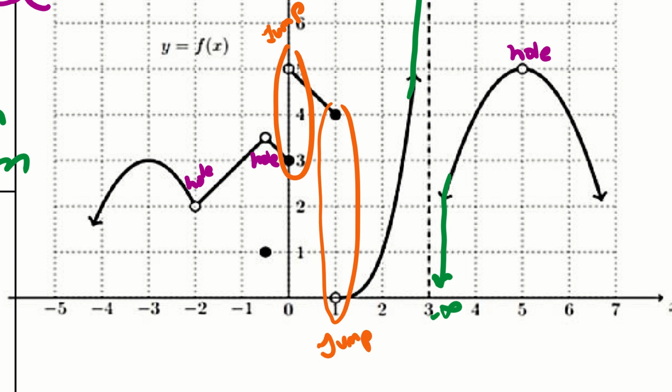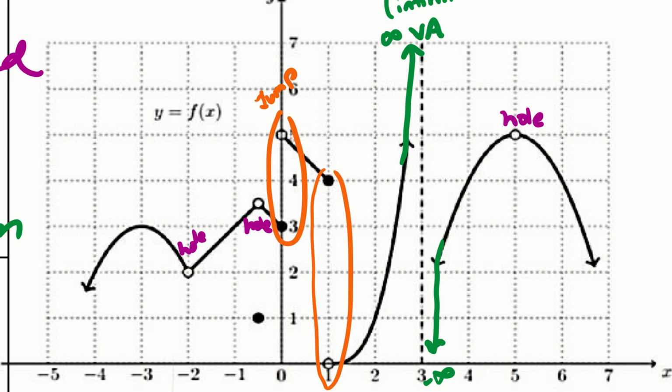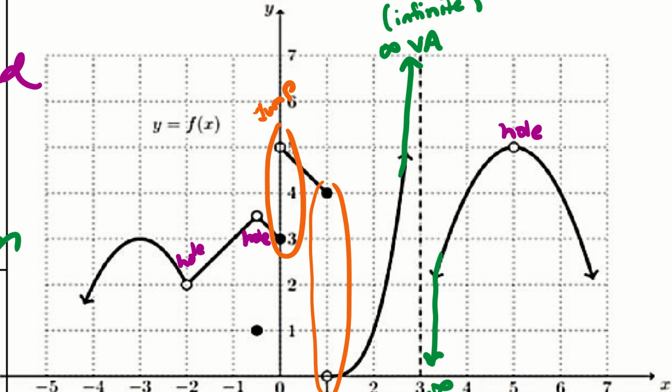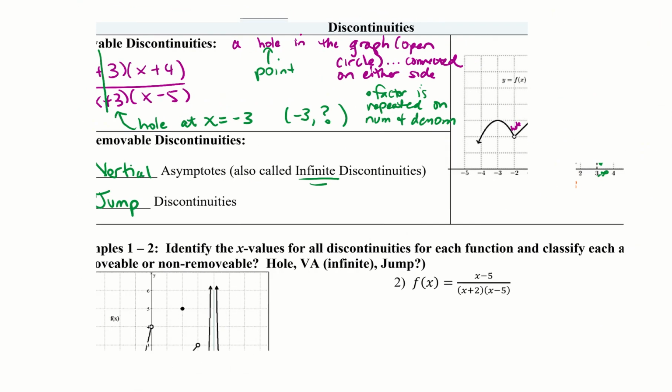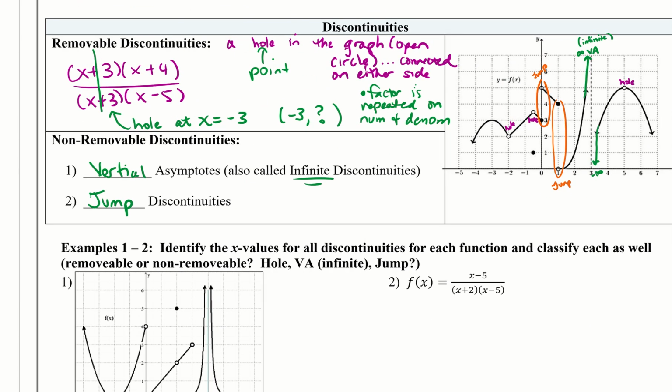So on this picture, we have 3 holes in graphs, 2 jump discontinuities, and 1 vertical asymptote as well. Now, a jump discontinuity often shows up with piecewise. It can also show up sometimes, oddly enough, in absolute value. You'll probably not explore that a ton this year, maybe just with one specific instance.